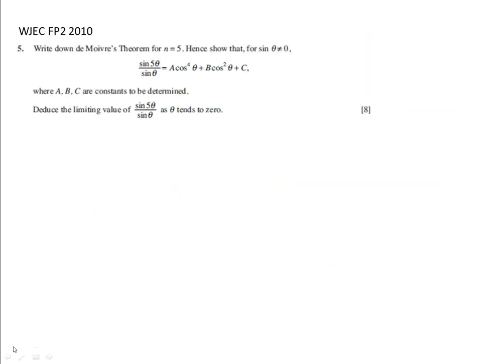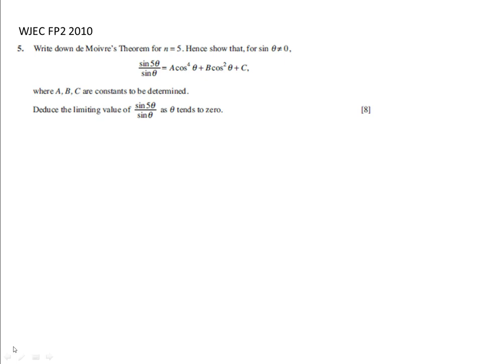Moving on to our next example, we have to write down De Moivre's theorem for n equals 5, and hence show that for sine theta not equal to 0, sine 5 theta divided by sine theta is equal to a cos to the 4 theta plus b cos squared theta plus c. And then we have to use that to determine the limiting value of sine 5 theta divided by sine theta as theta tends to 0.